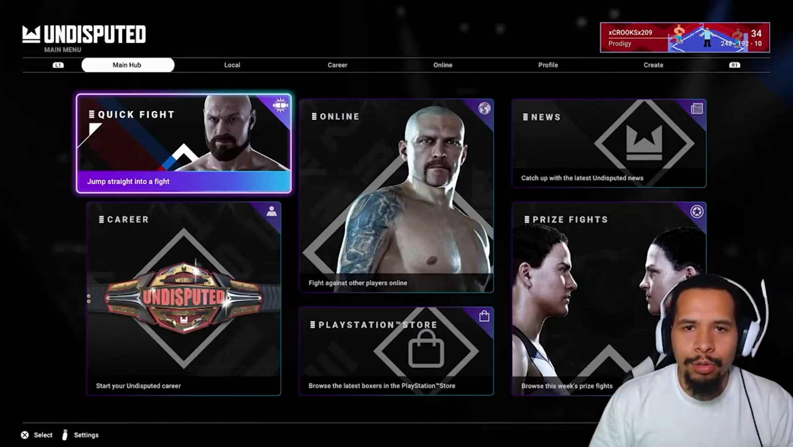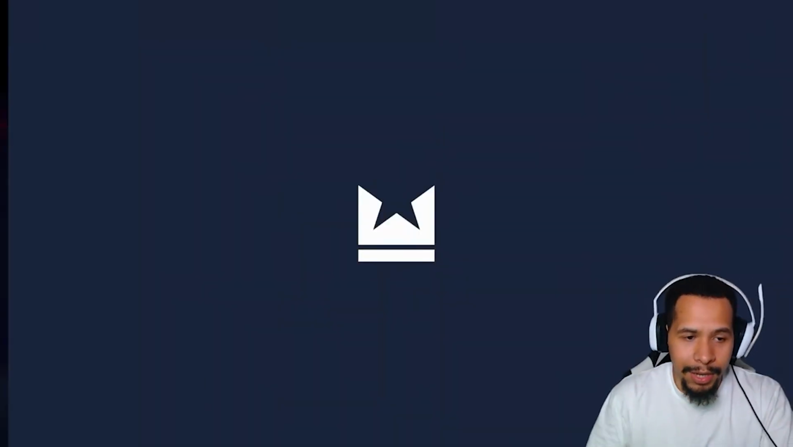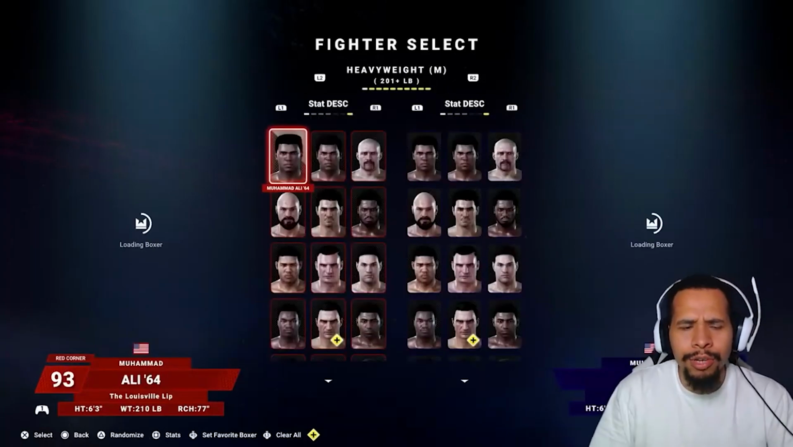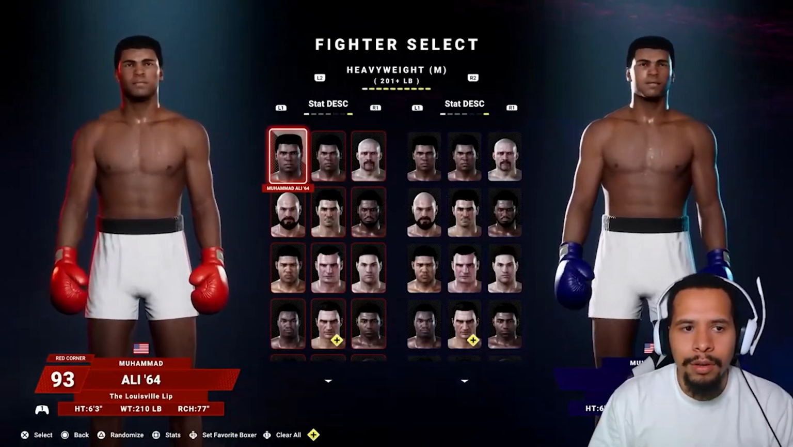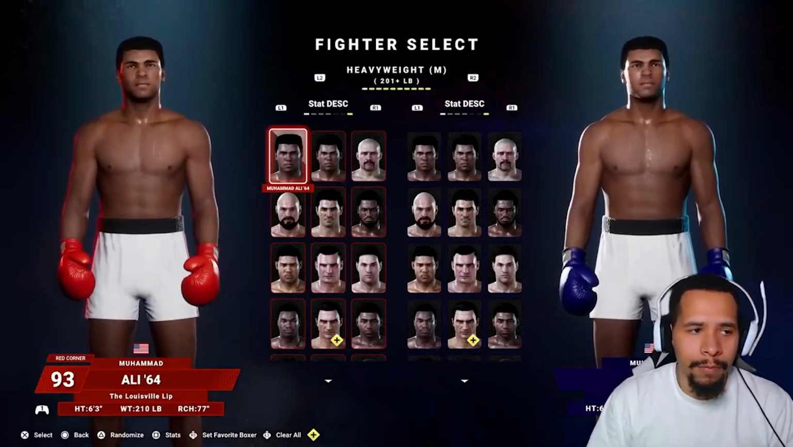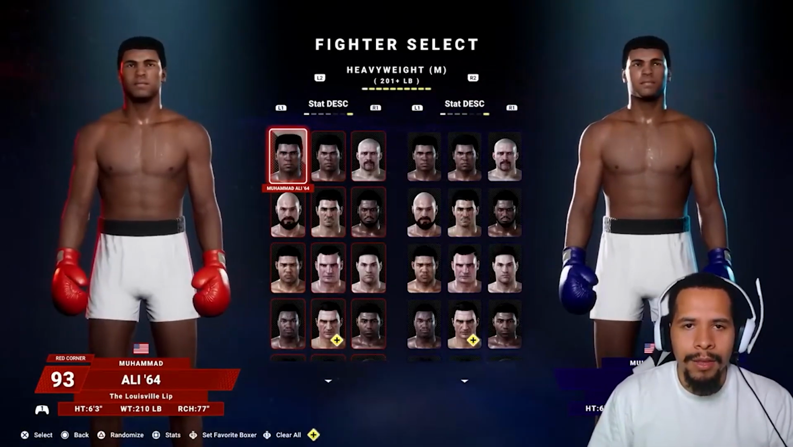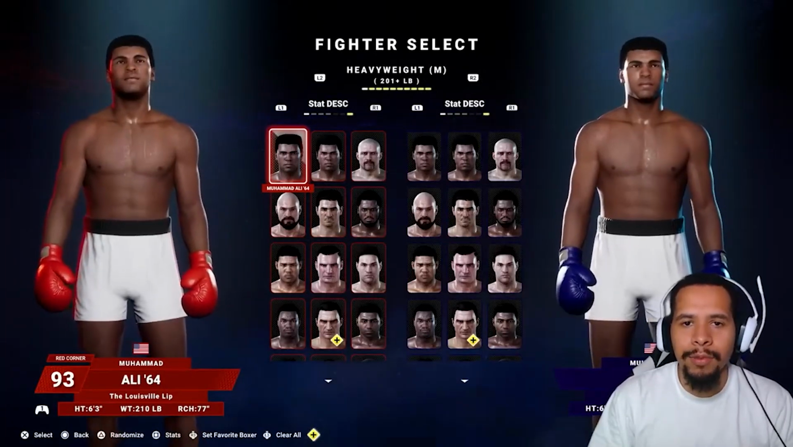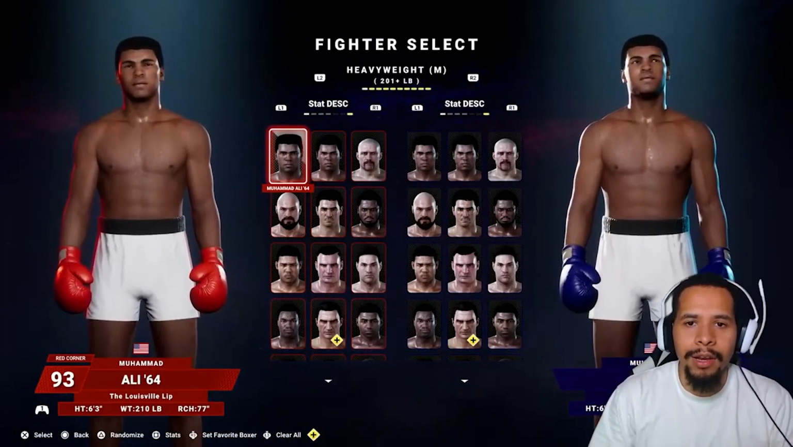We'll be breaking down how to use rhythm striking. Now, for those of you guys that don't know what rhythm striking is, it's basically the pace at which the fight is going. Before I jump into this offline quick fight, you see rhythm striking in every single fight that you do against another human.